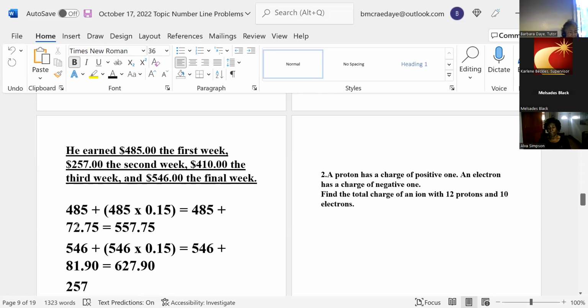So he got a $72.75 bonus during that first week where he made $485. And during that final week, he got an $81.90 bonus, because you only apply the bonus when he makes more than $475. Only 2 weeks he exceeded the $475: the first week at $485 and the final week at $546. Questions?